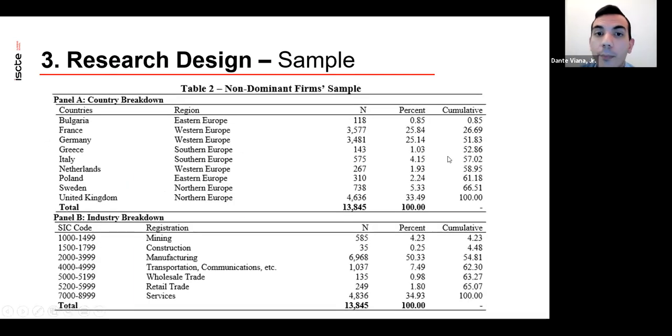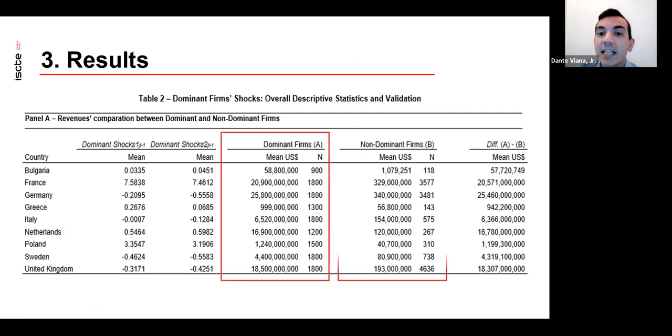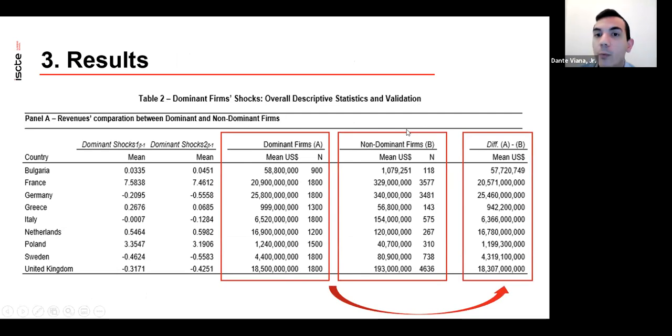This is an overall presentation of our sample, just of non-dominant firms, right? This is the main setting that we are analyzing. We have firms from France, Germany, UK, and other countries. Just so you have an idea about how different the sales are between dominant and non-dominant firms, we have differences on average of around billions of dollars. So they are hugely different in terms of what those companies generate concerning sales, or revenues.